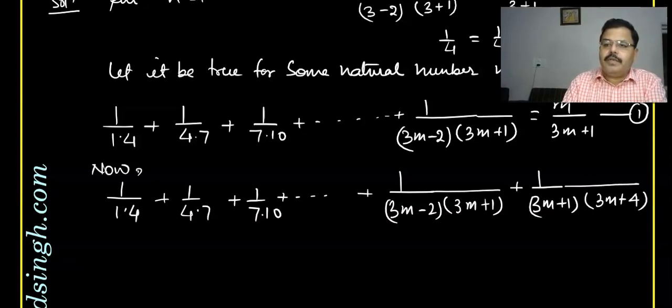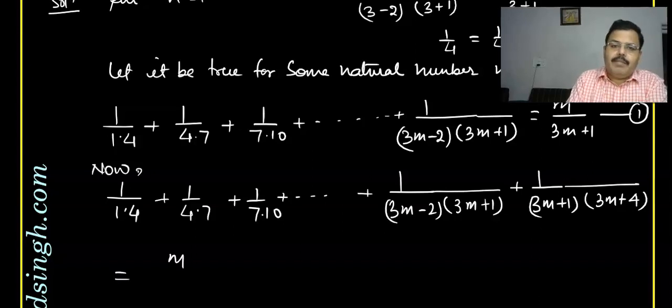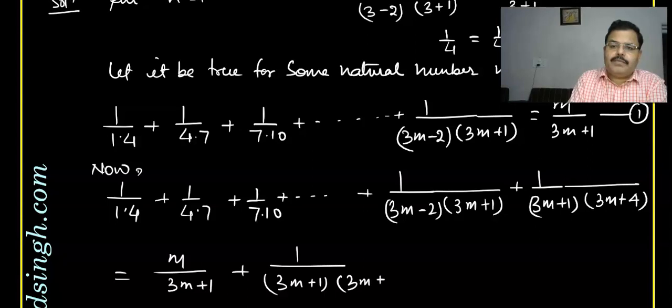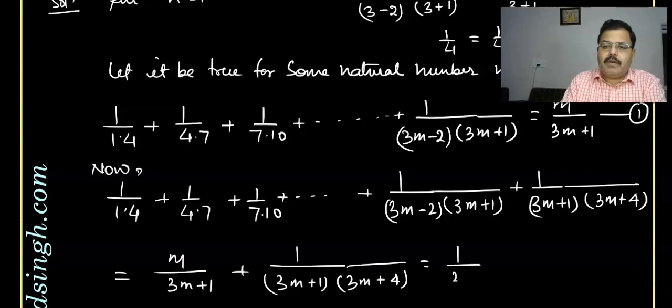Now we can use the assumption. Till here, we can write m upon 3m plus 1. So that will be m upon 3m plus 1 plus 1 upon (3m plus 1) into (3m plus 4). Usually, we can take 3m plus 1 common. If I take 3m plus 1 common, what is left here? m upon 1 plus 1 upon 3m plus 4.